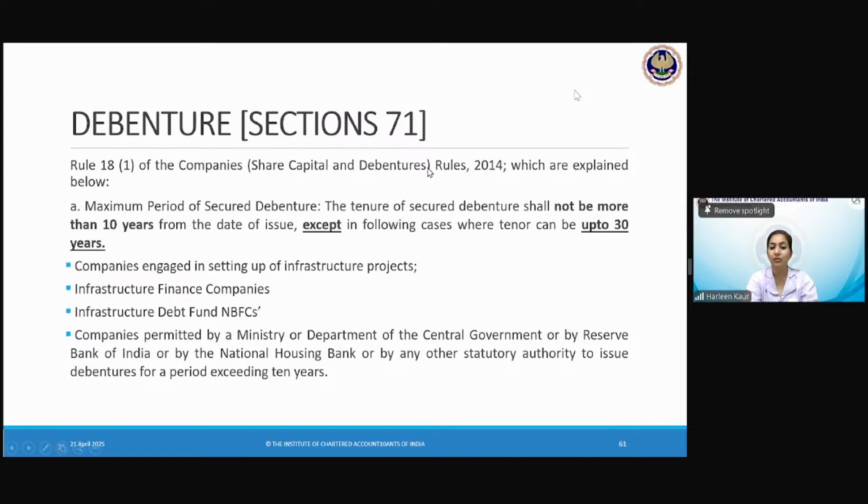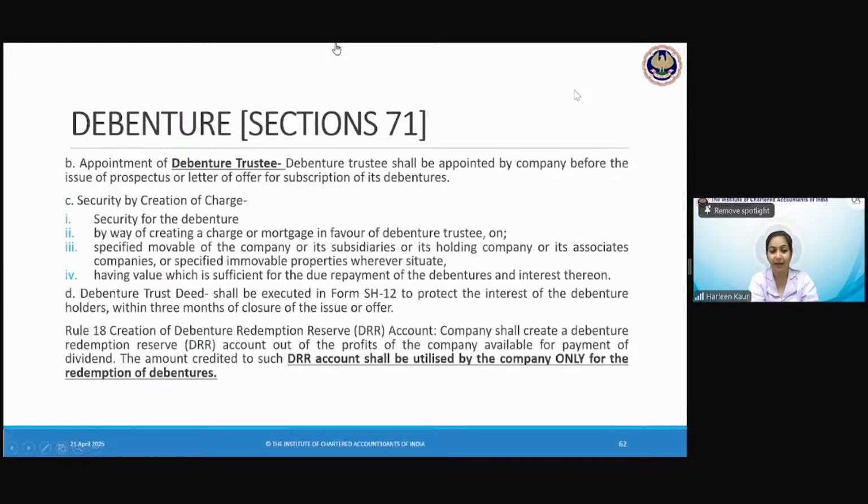Maximum period for debentures. How many? What is the maximum period for debentures? Good evening, Rajita. Maximum period is 10 years. Excellent. And 30 years, Anubhav, it is only for the infrastructure companies, only in that case.